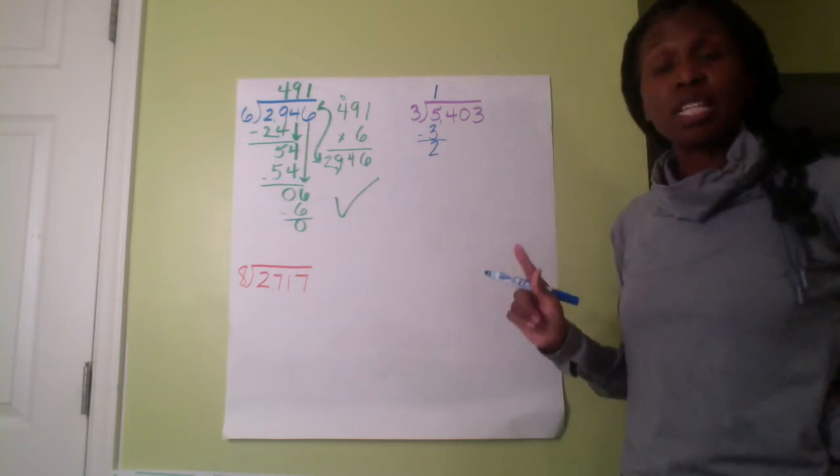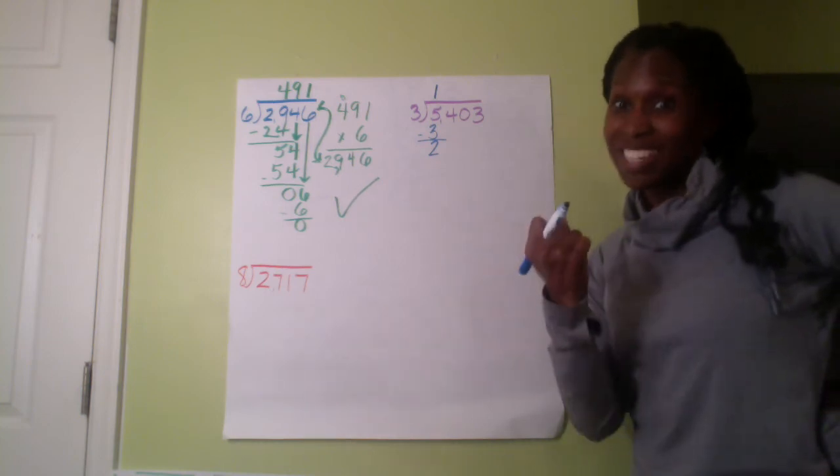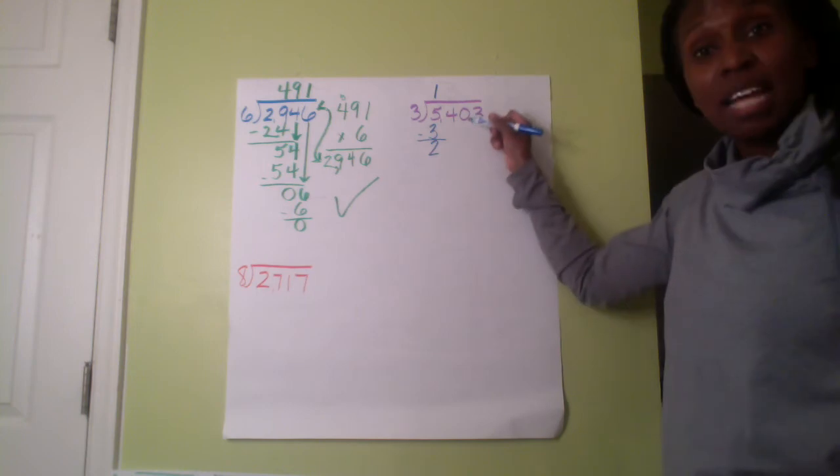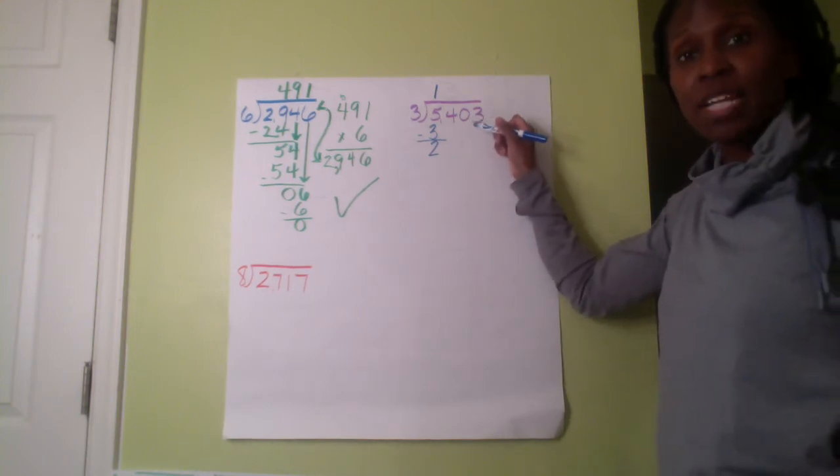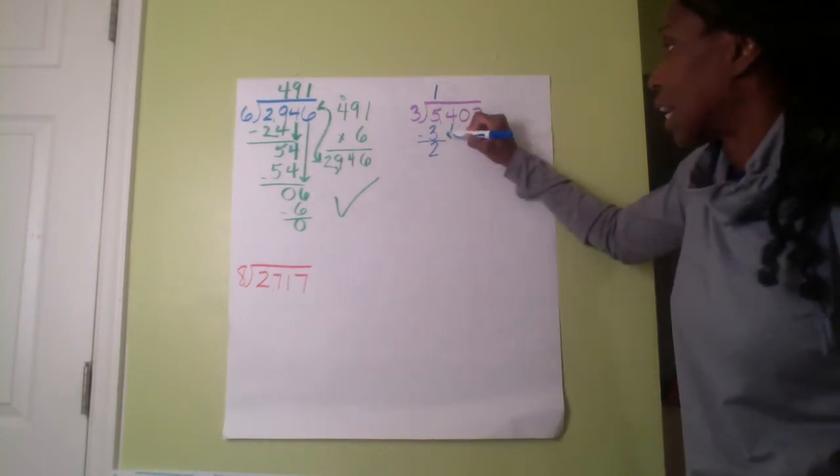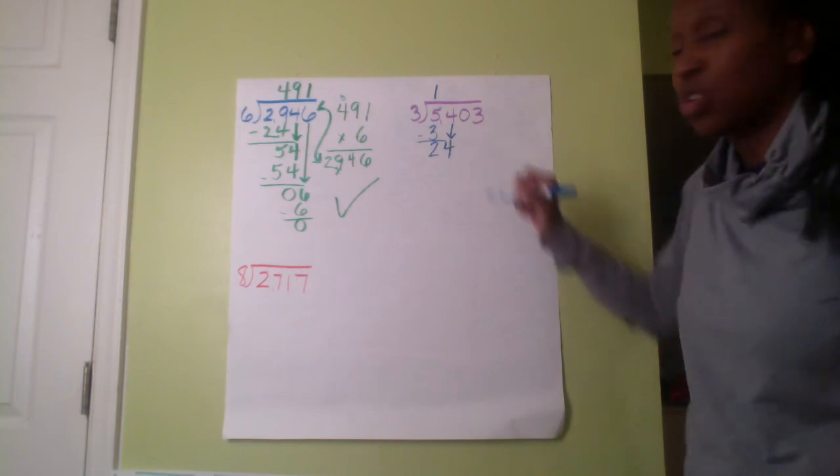So I'm going to do the next step. B, I bring it down. And I'm bringing down the 4. That's the very next digit in my dividend. Can't skip anybody. Everybody has to wait their turn in line.